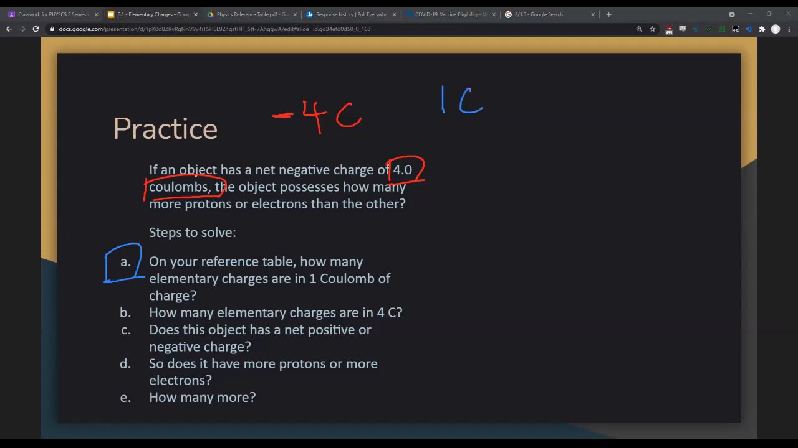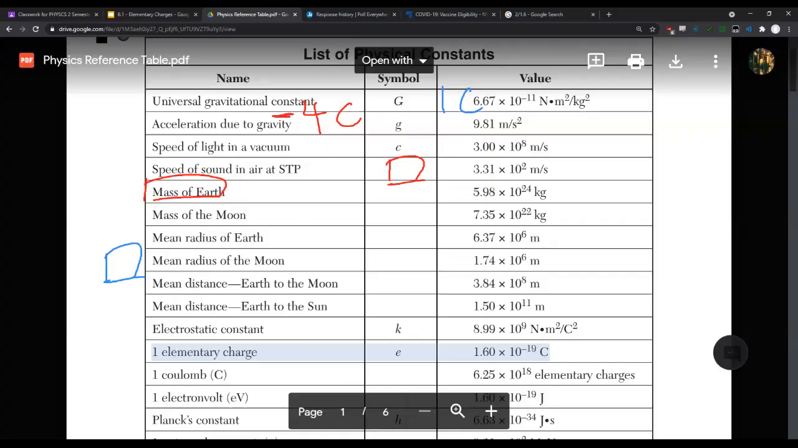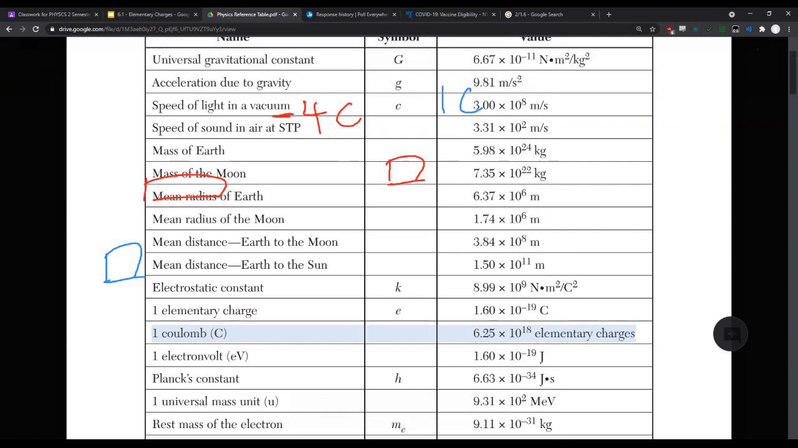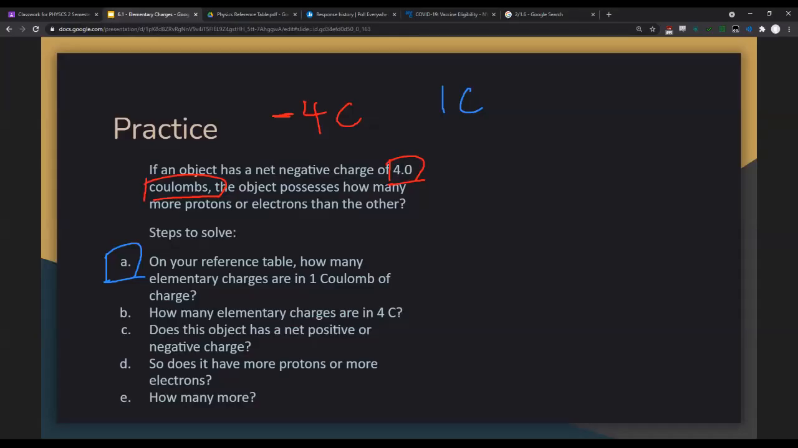So 1 coulomb of charge has this many elementary charges. So 1 coulomb of charge has 6.25 times 10 to the 18 elementary charges. And this is a massive number, right? This is a massive number.